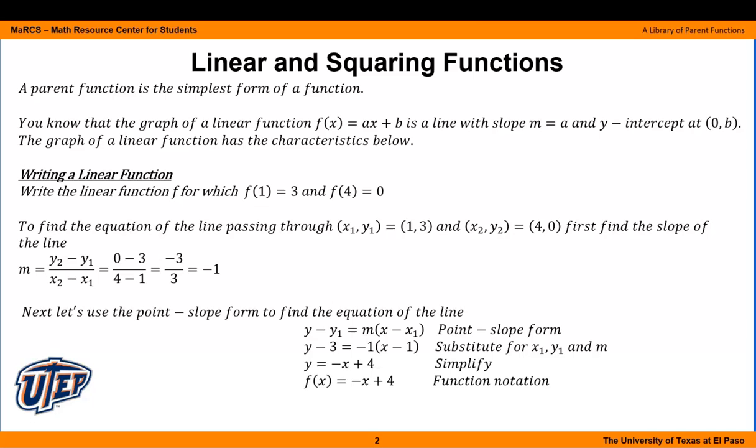We are given 2 points and asked to find the equation of a line. First, we calculate the slope. Change in y over change in x. Once we have the slope, we plug into point slope form and simplify. This gives us the final equation in function form. The key idea here is we can build a linear equation from just 2 points.